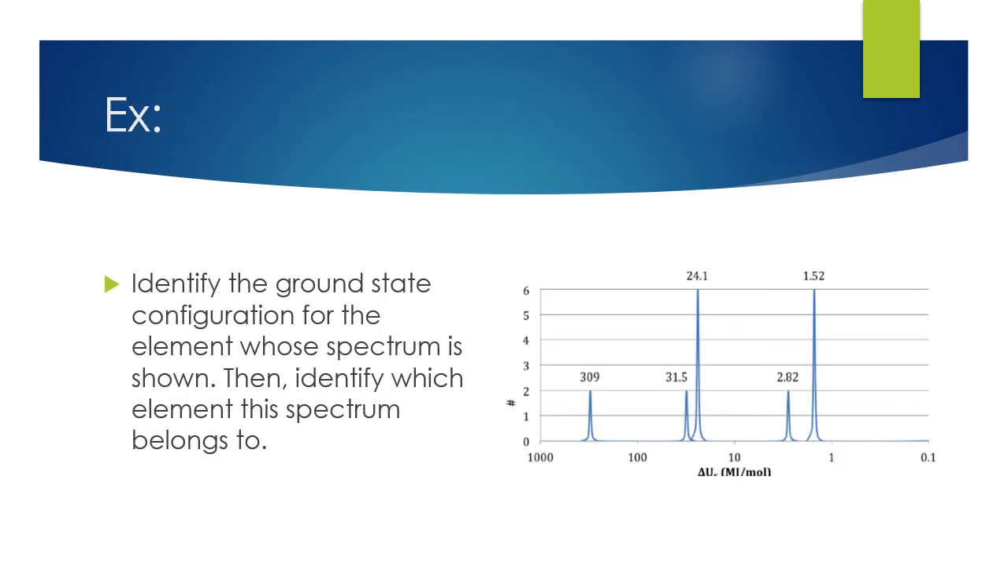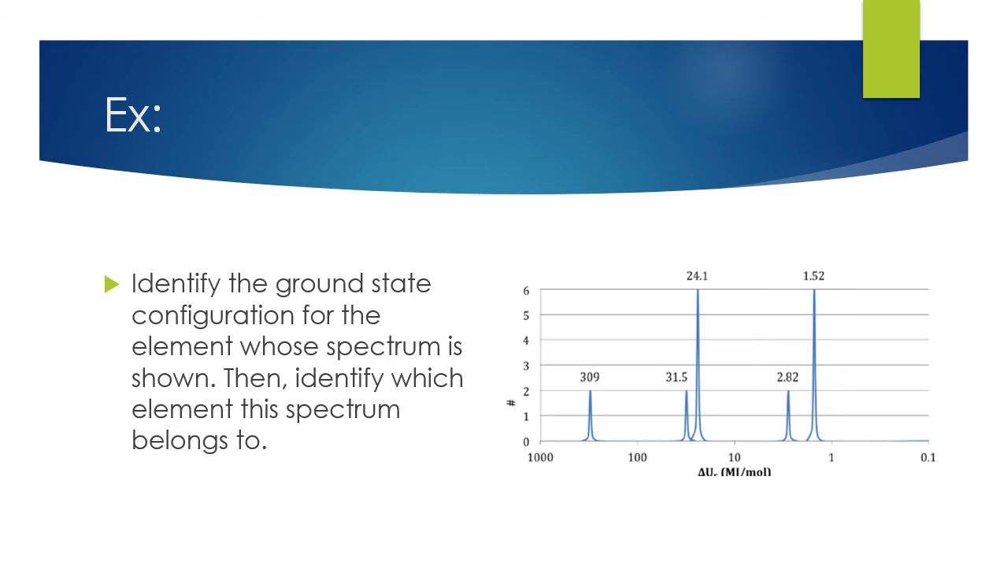So, let's do another example. Identify the ground state configuration for the element whose spectrum is shown. Then, identify which element this spectrum belongs to. So the first thing we want to do is locate where the 1s electrons are, which means we do have to pay careful attention to our x-axis.